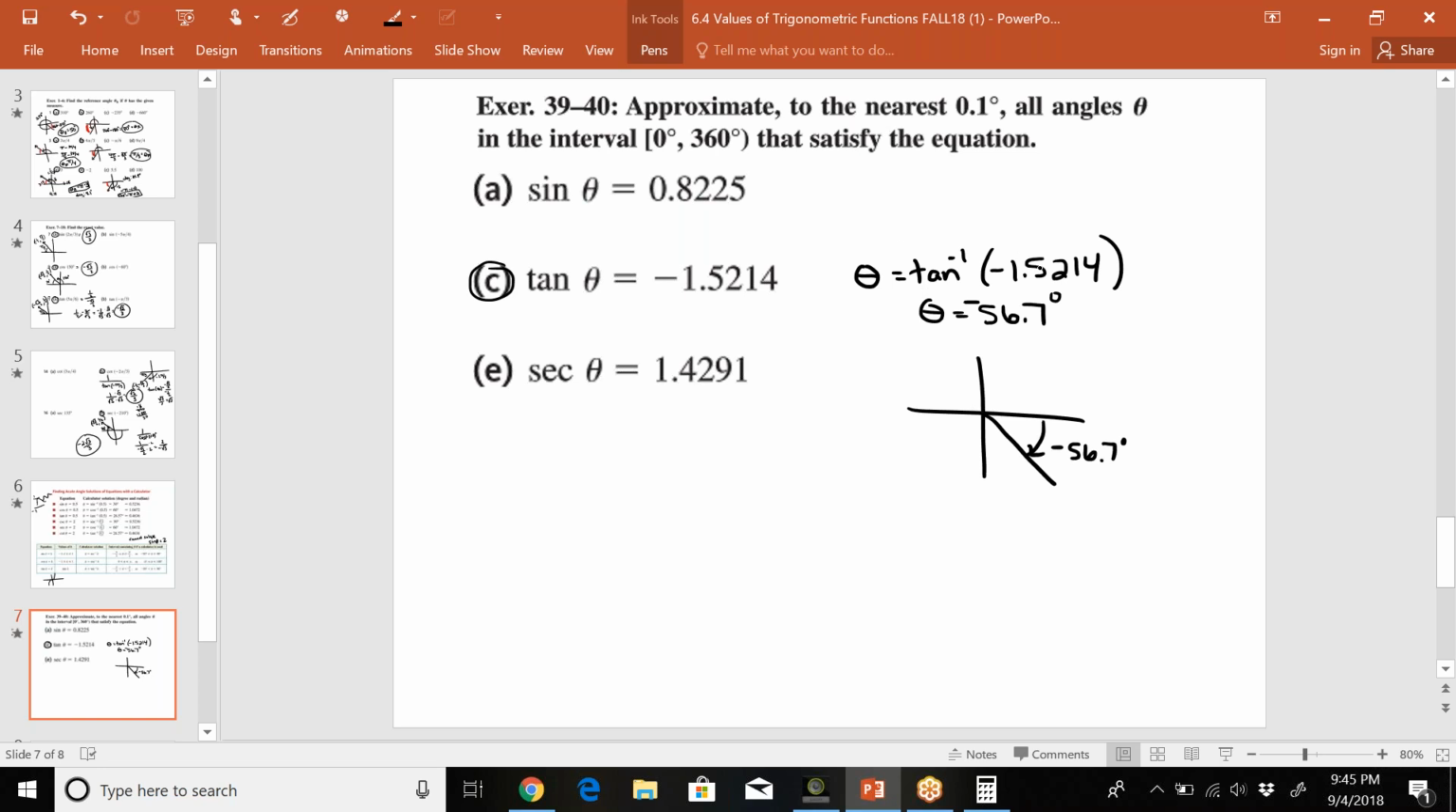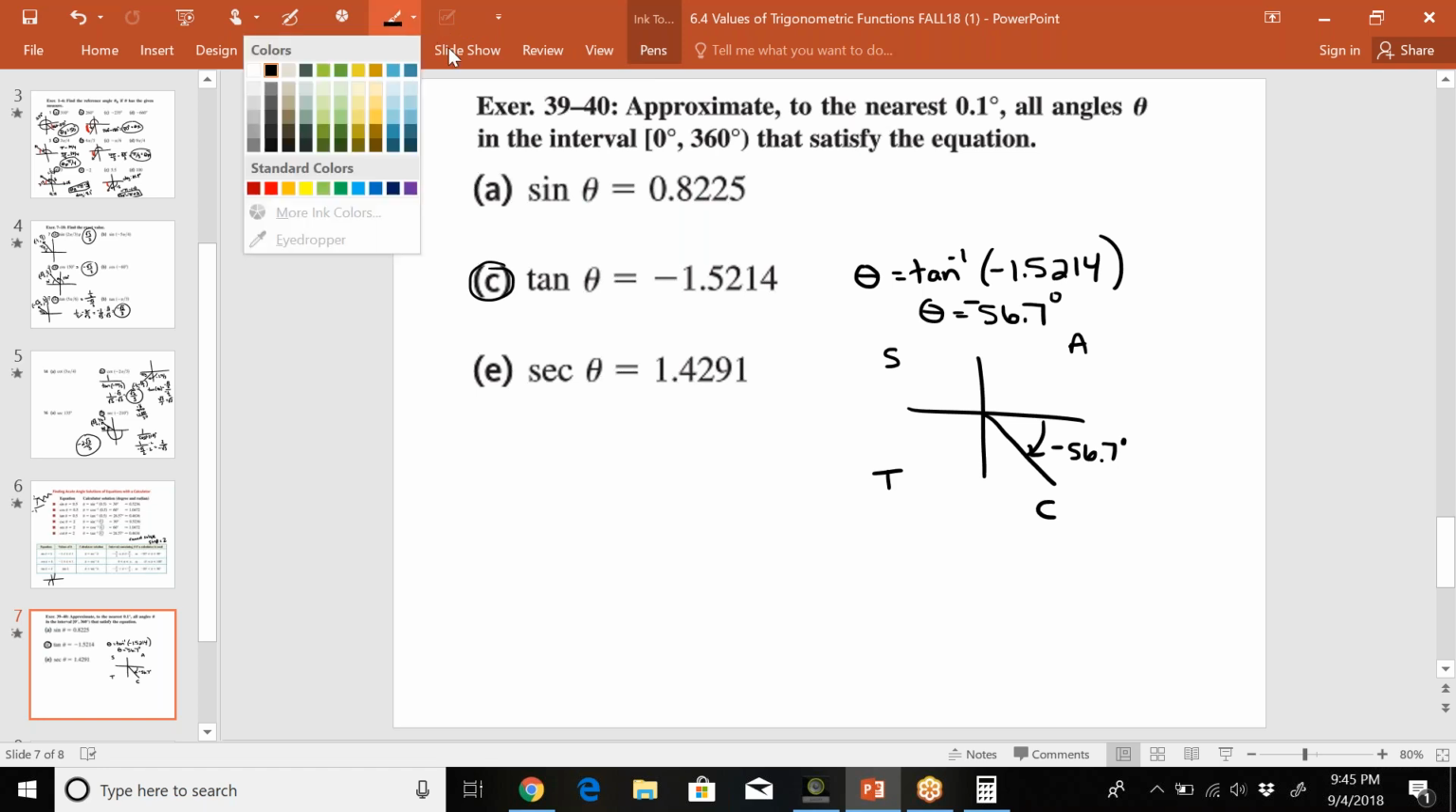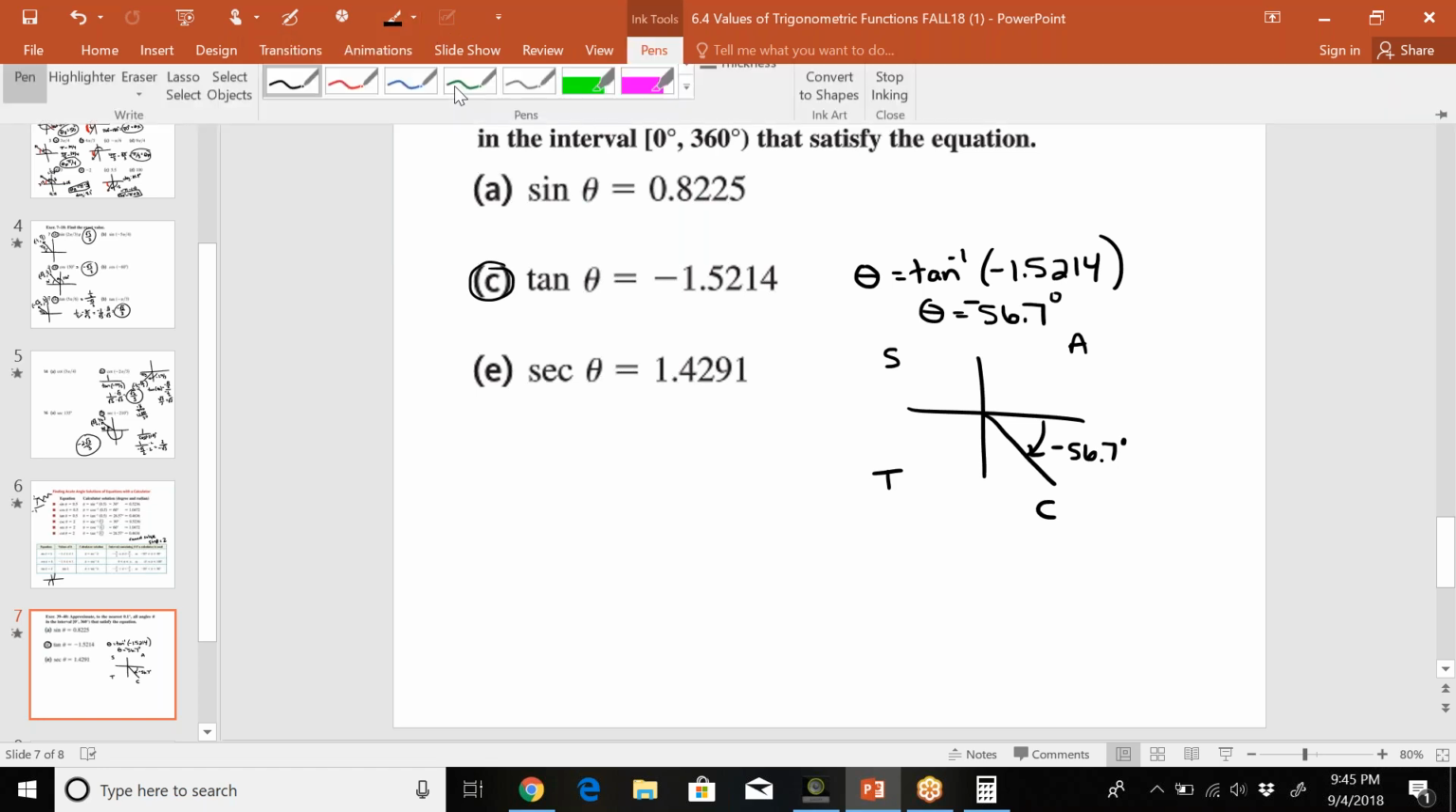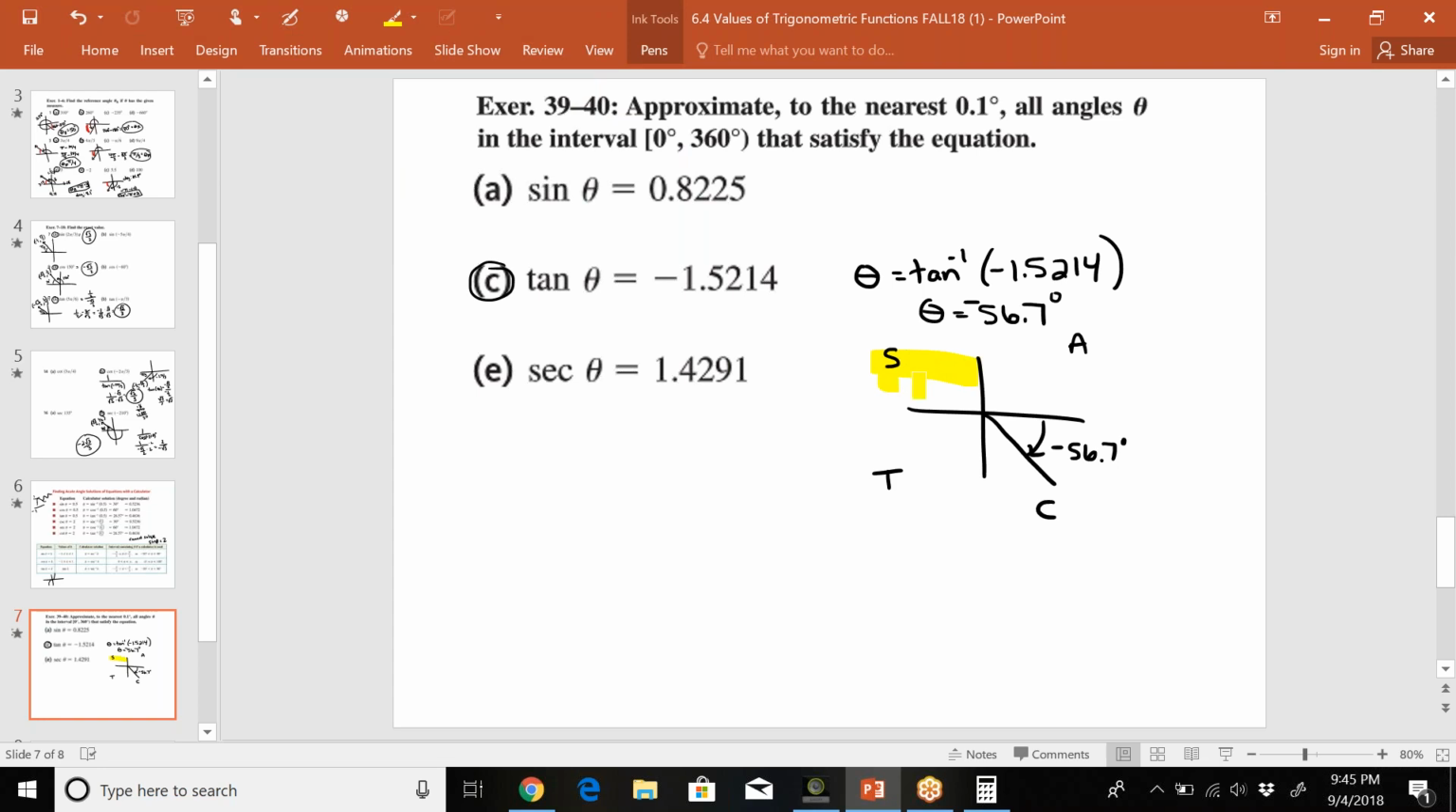Okay, so let's first of all talk about why that's not in the correct version, because we want 0 to 360, and why it's not the only answer. Remember, in our saying, all science teachers are crazy, tangent should be positive in quad 1 and quad 3. This is a negative value, so tangent should be negative in quad 2 and quad 4. Notice that we were only given the quad 4 answer, and the reason the calculator does that is because inverse functions have to be one to one. So you can't get two separate answers from a calculator, it would be confused.